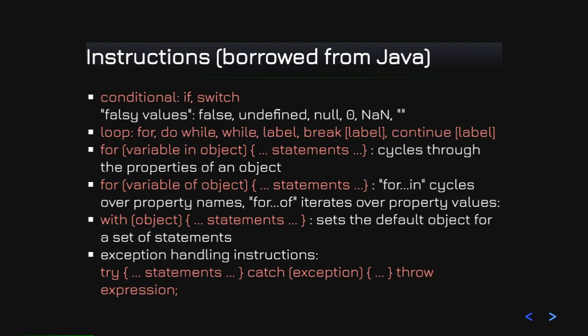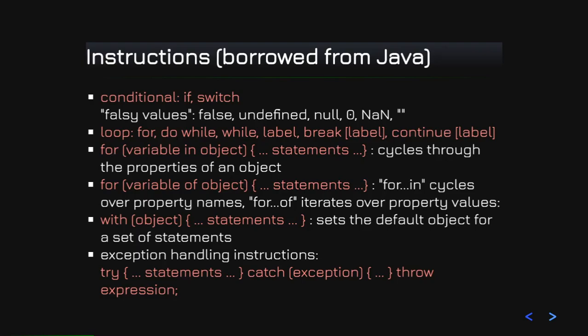Then we have all sorts of cycle instructions, so loops: for, do, while. We have label, which is used in order to break from a cycle with break label or continue label. We have different types of for.